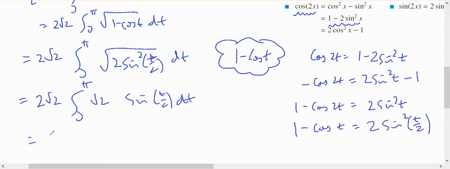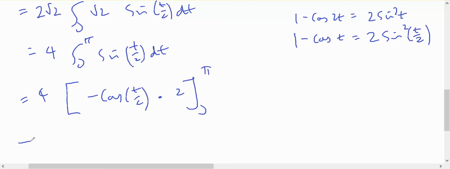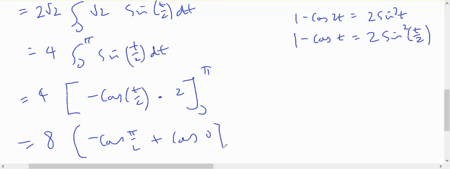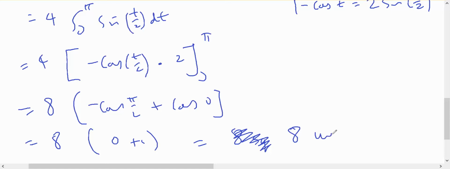And the root 2 can go out there and have 4 times the integral from 0 to pi of the sine of t on 2 dt, which will be 4 times the integral of sine is negative cos of t on 2, and I needed a half, so there's a 2, from 0 to pi. So I've got 8 times minus the cos of pi on 2 plus the cos of 0, which is 8 times 0 plus 1, 8 units long.